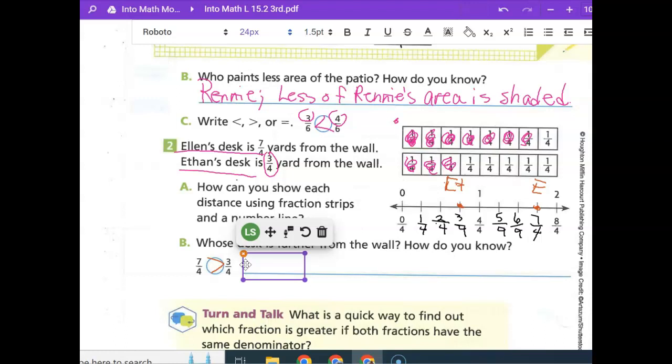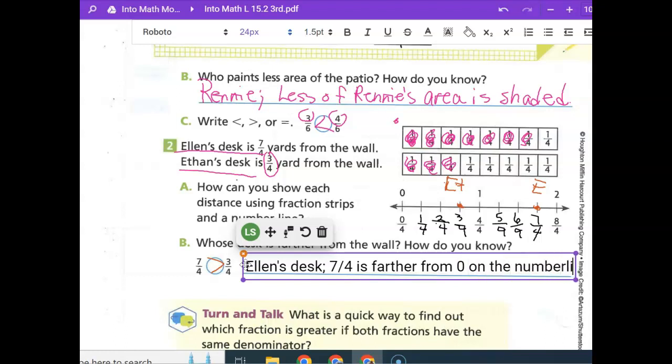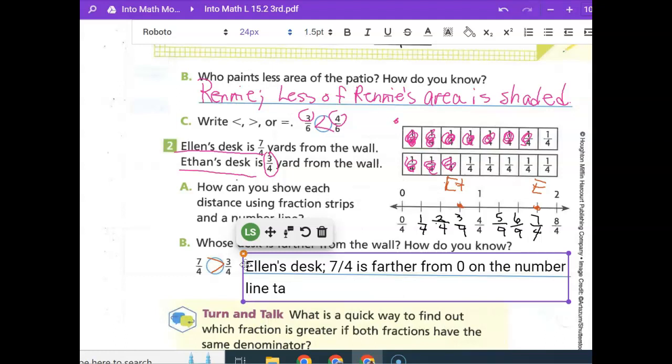So, whose desk? Ellen's desk. And then, how do we know? 7 fourths is farther from 0 on the number line. Then 3 fourths.